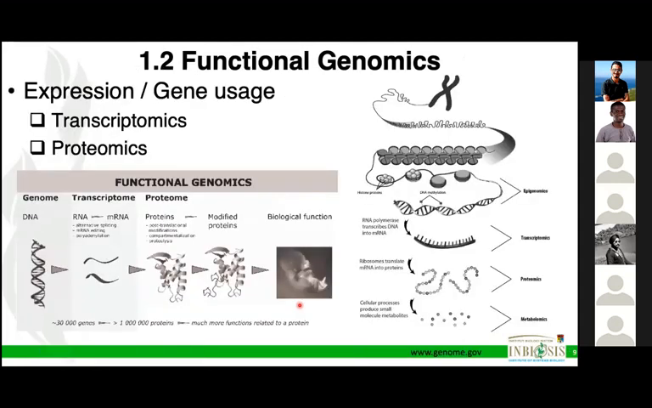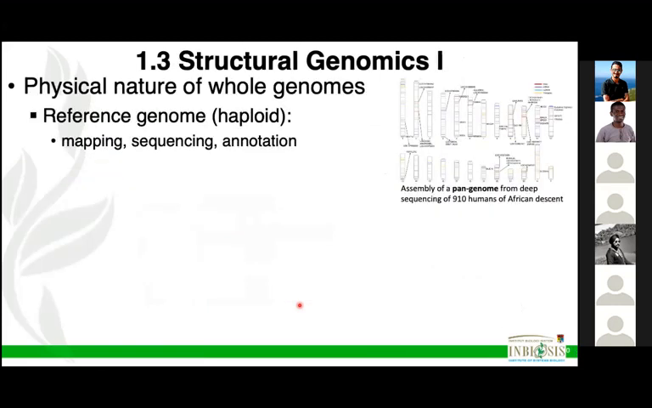Okay, whereas functional genomics deals with gene expression and usage. The most common ones are transcriptomics and proteomics, on the transcript and the protein, but it can also cover metabolomics. For structural genomics, there are two definitions. One is about the physical nature of the whole genome. For example, the reference genome, mostly a haploid. And the example given here is the pan genome from deep sequencing of 910 Africans. And it deals with the mapping, sequencing, and annotation of the genome.